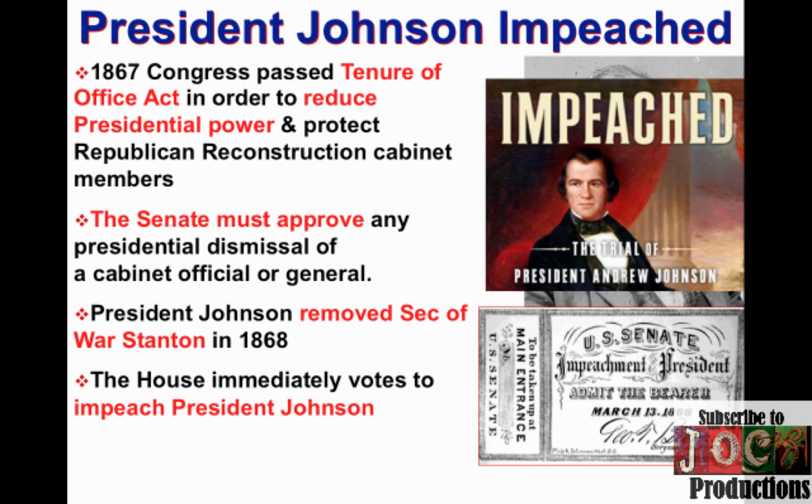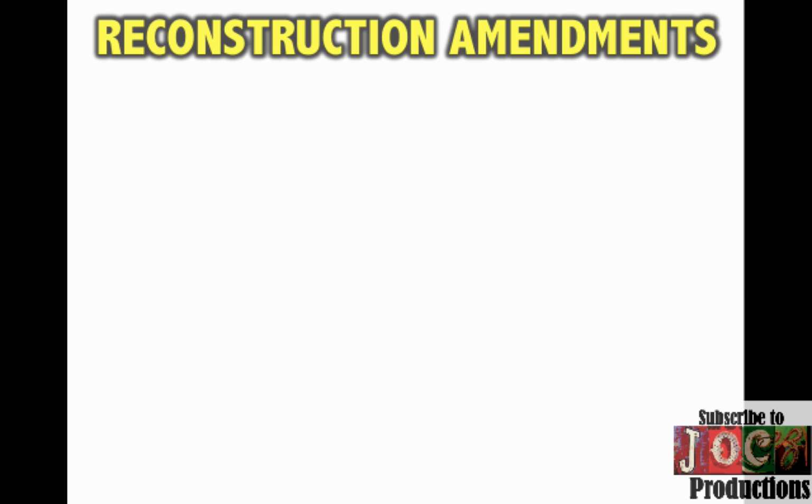The House of Reps immediately votes to impeach President Johnson. A trial takes place in the U.S. Senate, and Johnson narrowly avoids removal from office by 1 vote short of the 2/3 required. But at this point, Johnson is weakened. Congress is in the driver's seat.